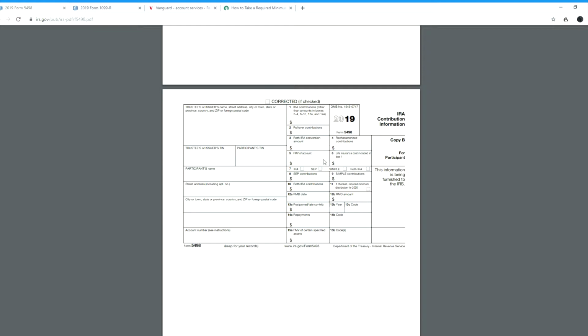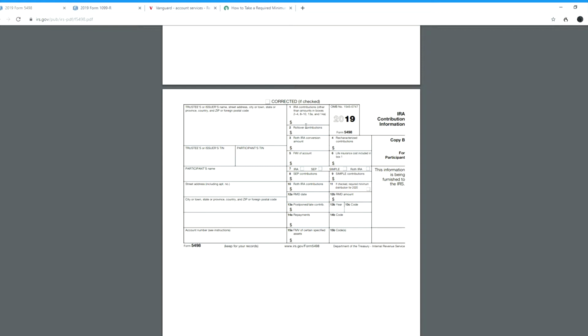FMV stands for fair market value, and this is going to be the value of your account as of December the 31st of, again, the tax year that's displayed on here, so 2019. December 31st, 2019, the account value is going to be listed as the fair market value, and then using your life expectancy factor or your RMD divisor, you're going to get the answer to how much you're going to owe in terms of your required minimum distribution.